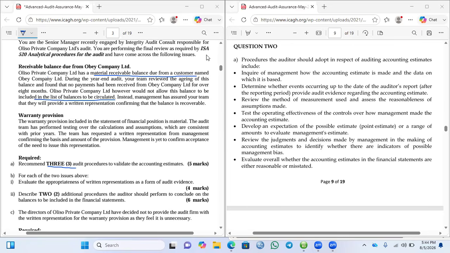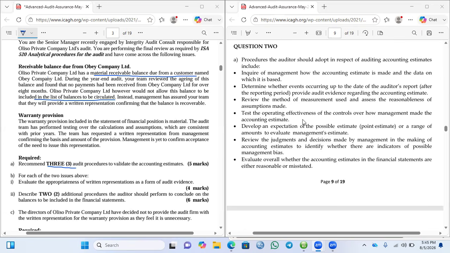Okay, so for this question, they are asking you the procedure you would use to validate the estimate. Based on all that we have read, one of them is you have to ask management to give you the data they used to make this estimate. It says inquire of management how the accounting estimate is made and the data on which it is based. So I will simply say you have to inquire of management the data used to determine the estimate. I think that makes sense.